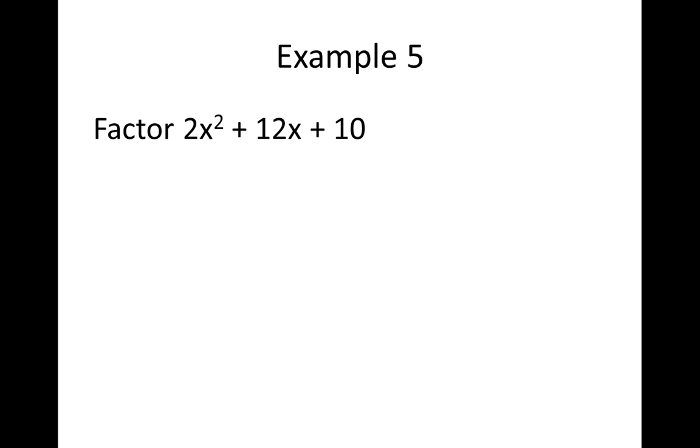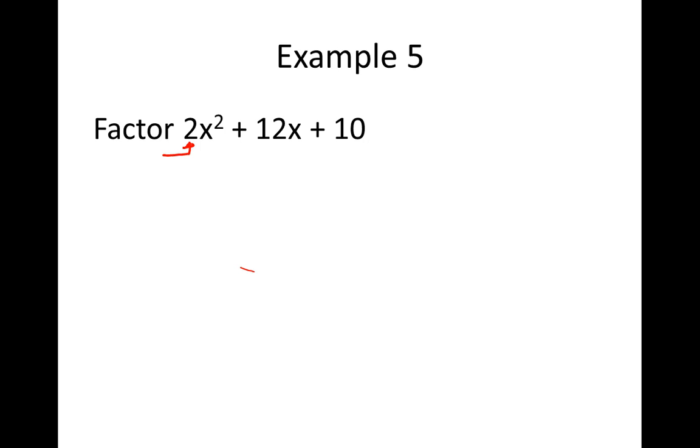Okay, try this one. 2x squared plus 12x plus 10. Now before you get too far, what's different about this one? We've got a 2 here in front of this. Now we'll learn how to factor trinomials when we have a coefficient other than 1 in the next lesson. But in this one, that little technique of factoring just this number is not going to work.